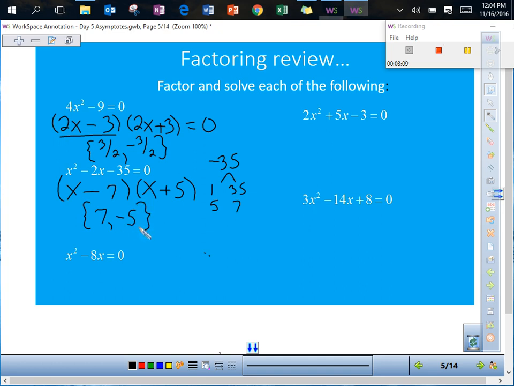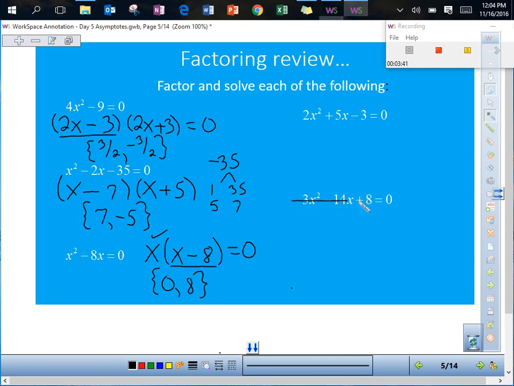Those will become important later because they'll represent the x-coordinate of a hole, or it'll represent a vertical asymptote. If you look at x squared minus 8x, on this one, they have an x in common. So I'm going to factor out that x, which leaves a x minus 8. Now when I set this equal to 0, I'm going to set that equal to 0 and get 0. I'm going to set that equal to 0 and get 8. So there's those 2 answers.